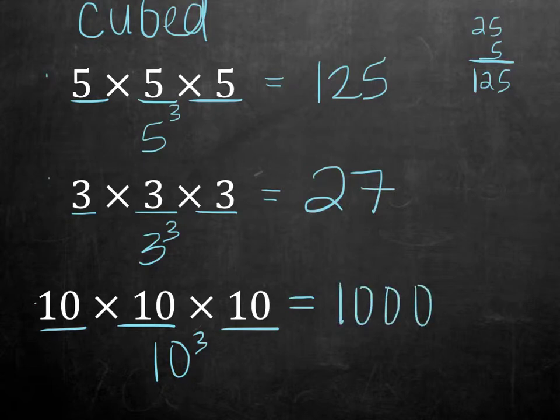And you should have a square chart and a cube chart from your teacher. If you don't, you'll want to either look one up or ask your teacher for another one. And we're going to be looking at the cubes from 1 to 10. All right?